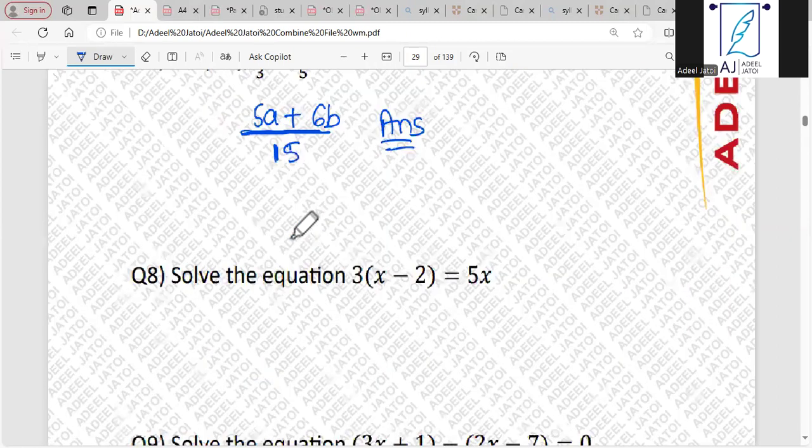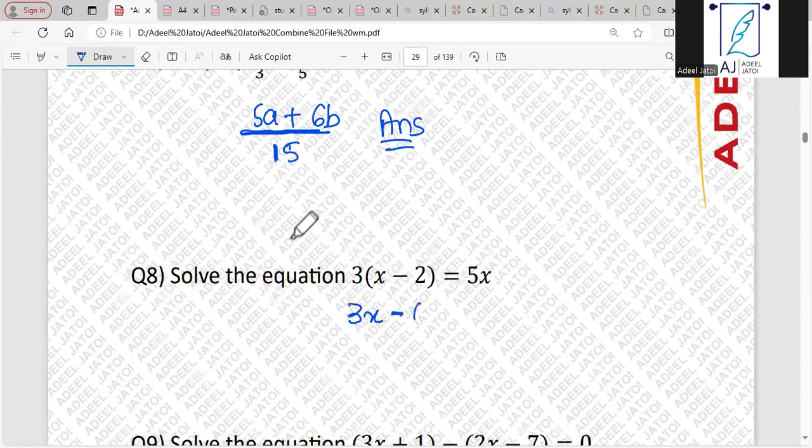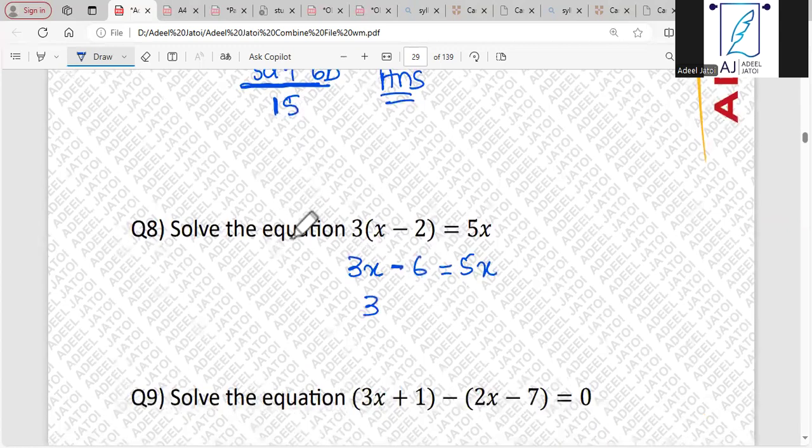Question 8. This is 3 into x, which is 3x. 3 into minus 2 is minus 6, equal to 5x. So what can we have? 3x minus 5x, variables on one side, and obviously numbers on the other side. Minus 6 will become positive 6. Minus 6 moved to the other side will be positive 6. Whenever we take numbers to a different side, that means minus 6 will turn into plus 6. 3x minus 5x will be minus 2x, equal to 6.